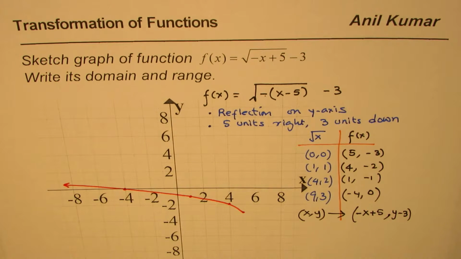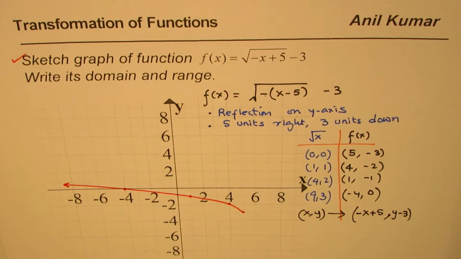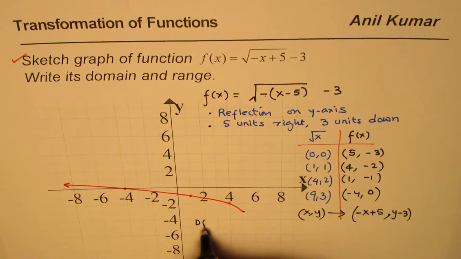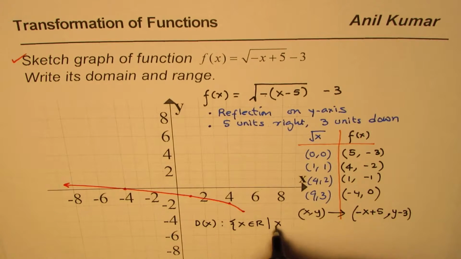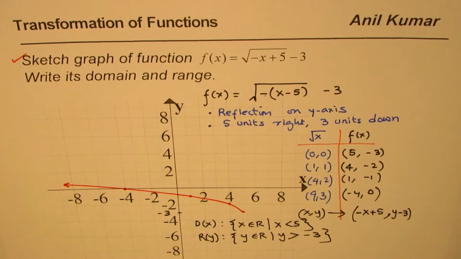Now, once we have sketched the function, we got the first part. Writing domain and range is kind of simple. So from here, we can write domain and range. Domain is left side of 5, correct? So we can write domain for the function as x belongs to real numbers where x is less than 5, correct? And as far as the range is concerned, it is greater than minus 3, right? This is minus 3. So as far as range is concerned, y belongs to real numbers where y is greater than minus 3, correct? So that is how you get domain and range for the given function.